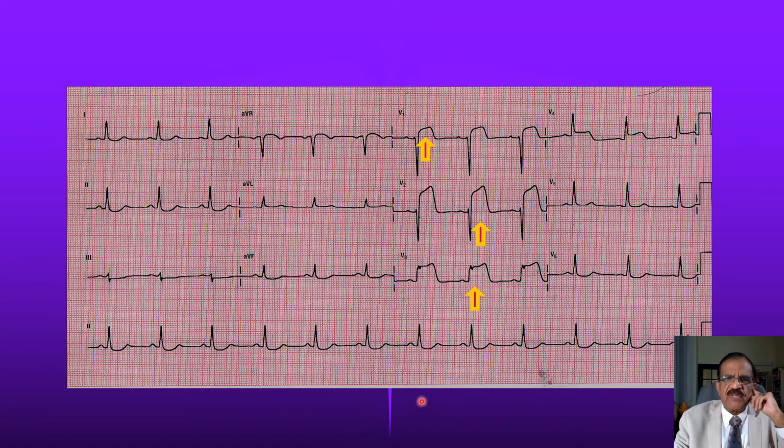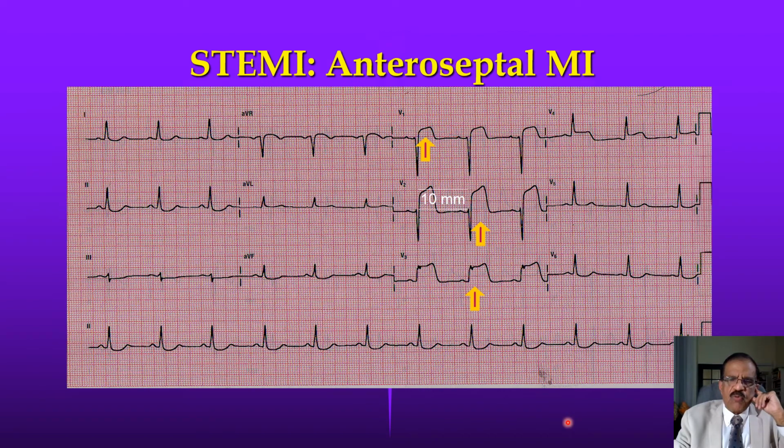Massive ST segment elevation. Look at this ST segment, at least 3 mm elevated. This may be up to 10 mm. If you draw a line here, see how much ST segment is elevated. In V1, V2, V3, and I think all precordial leads, there is massive ST segment elevation. 10 millimeters average. So what is the diagnosis?